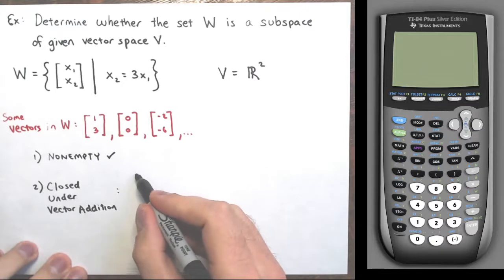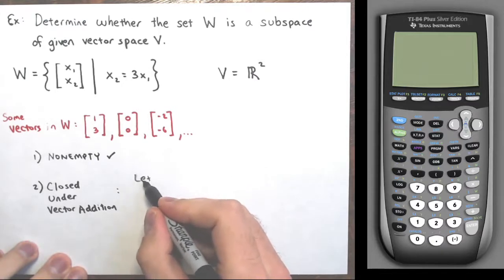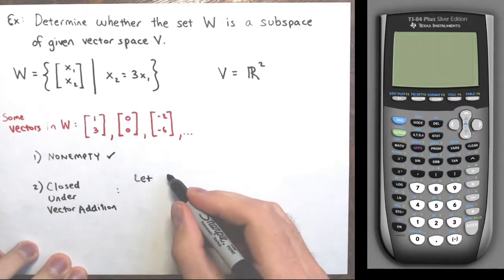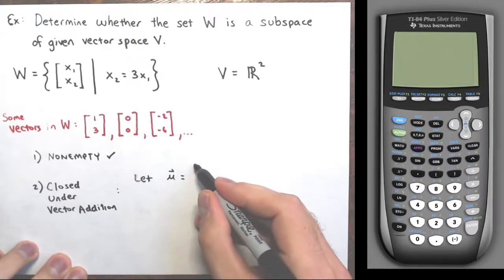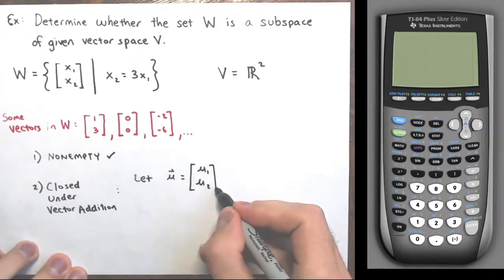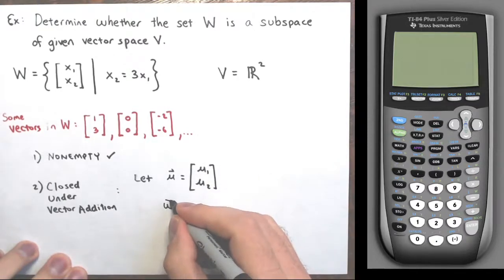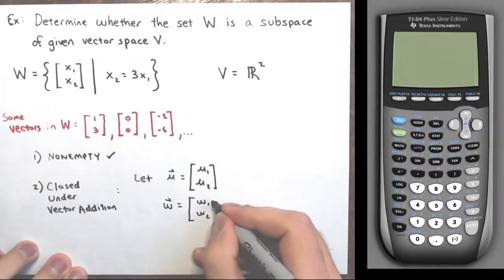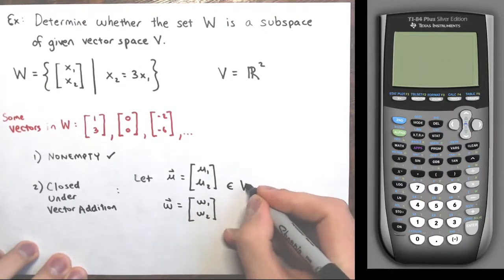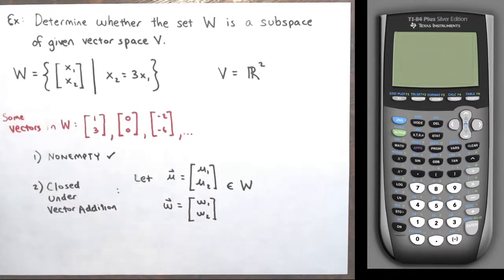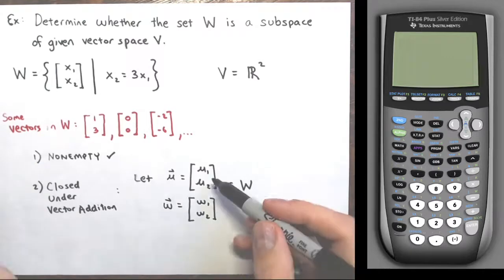I have to say, let's suppose, since I know it's not empty, we know there's some vectors in here. So I'm going to say let vector u equal u1, u2, and another vector, say w, with components w1 and w2. Let's say these belong to W. Because I know it's not empty, I know there's some vectors in there, at least one. So let's say we have two. All right, so I've got these vectors that belong to W.